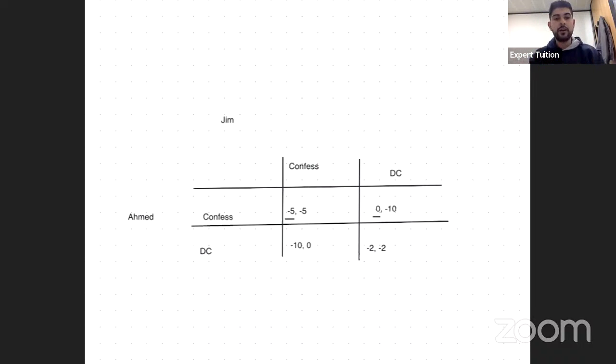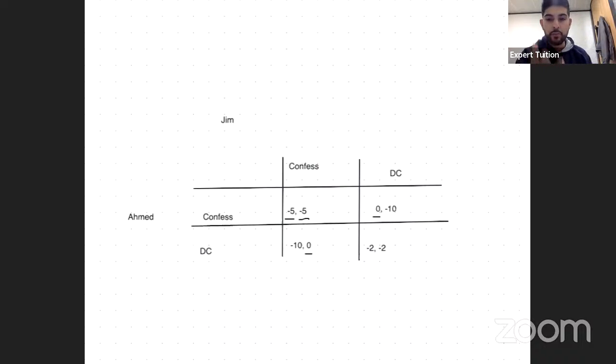Right, let's flip the game over. Let's now play as Jim and imagine that Ahmed's playing confess. Is it better for Jim to confess and get minus 5 or to not confess and get minus 10? Obviously for him, it's also to confess. Let's underline his move. And then imagine Ahmed's playing don't confess. Is it better for Jim to confess and get nothing or to not confess and get minus 2? Obviously, again, he will confess.